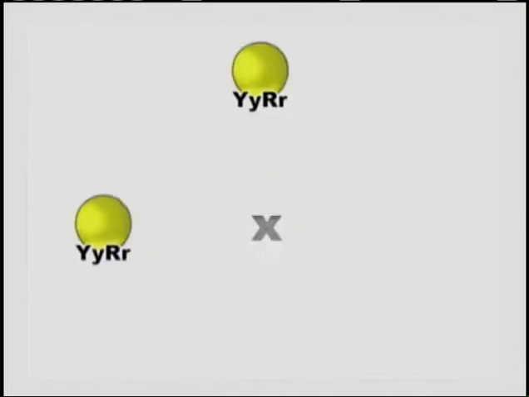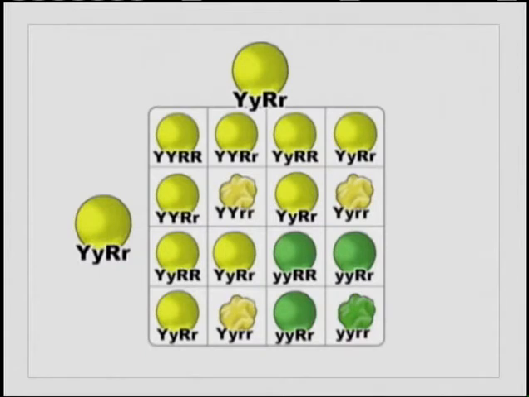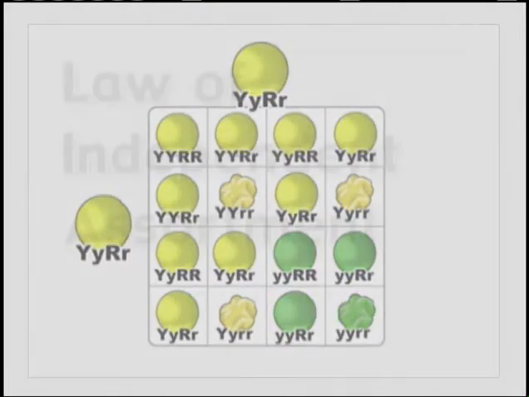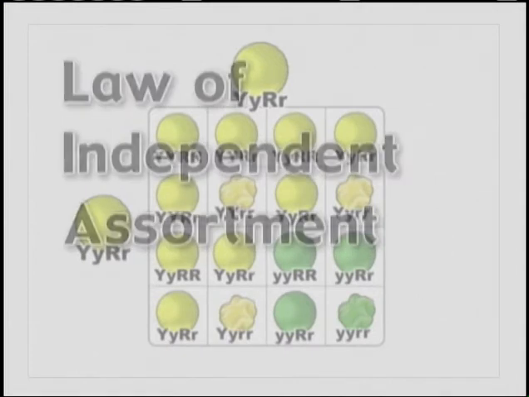The offspring of the dihybrid cross revealed recessive traits for both characteristics. From these results, Mendel concluded that different traits are inherited independently of one another. This principle is known as the law of independent assortment. In other words, traits, or gene pairs, separate into sex cells randomly and independently of each other.